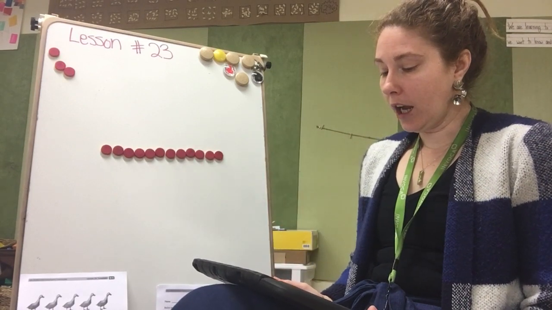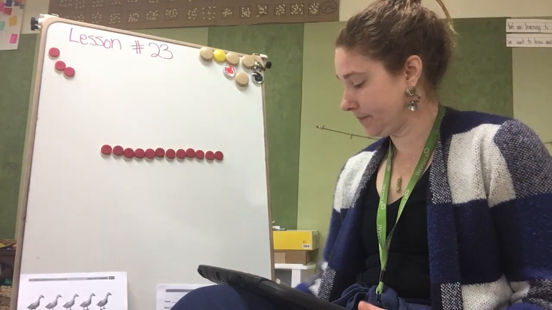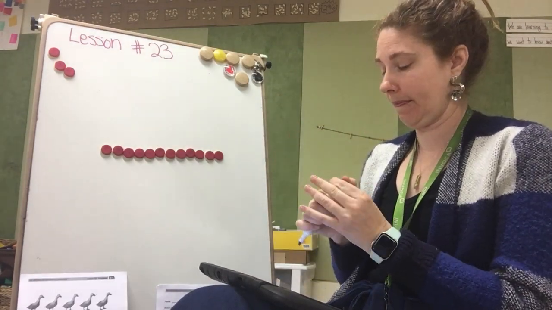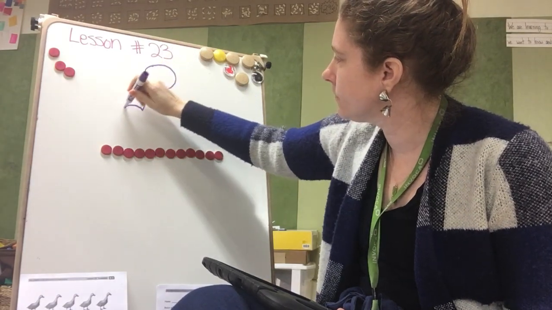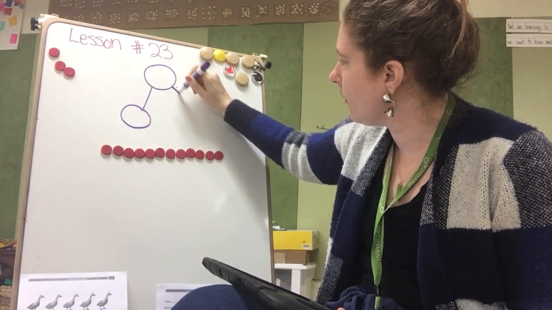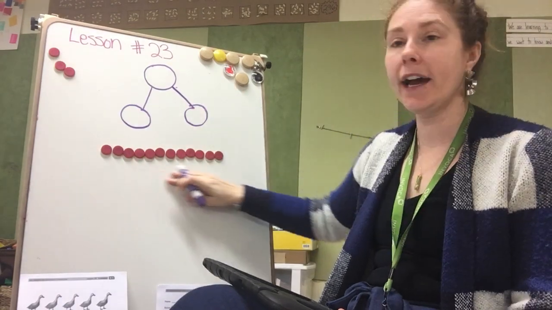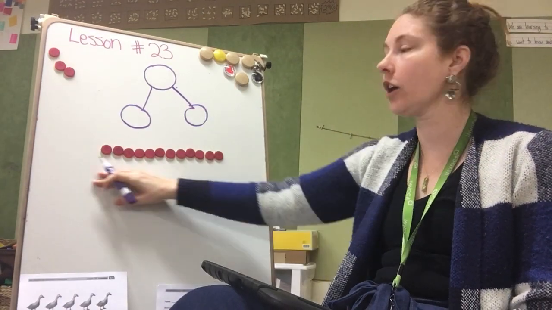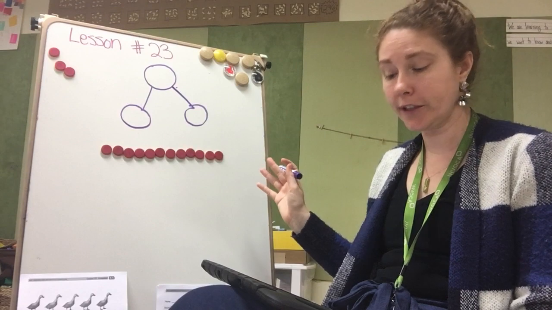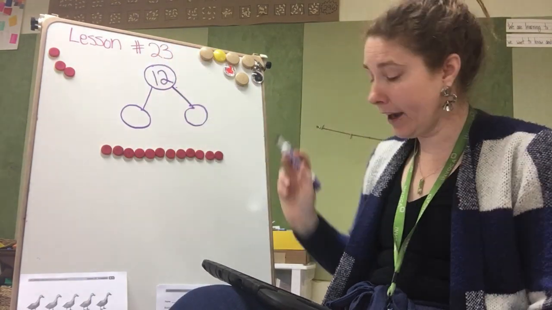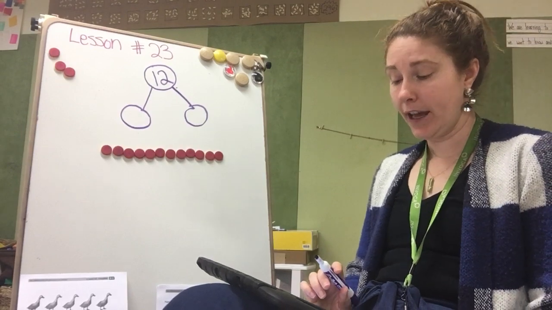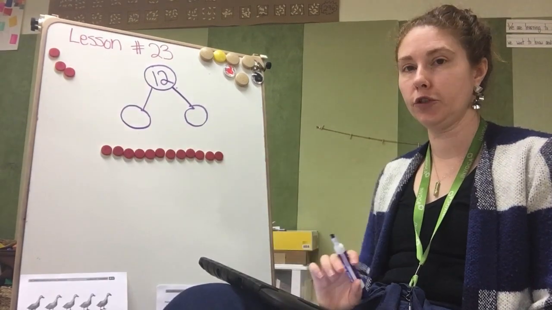Now, let's draw a number bond for this. So I'm making my number bond. Now, we don't have 2 parts here yet, right? They're all just smushed together. But we know the total, we just counted it, right? 12. Now, our question is, how would we break this into 2 parts?